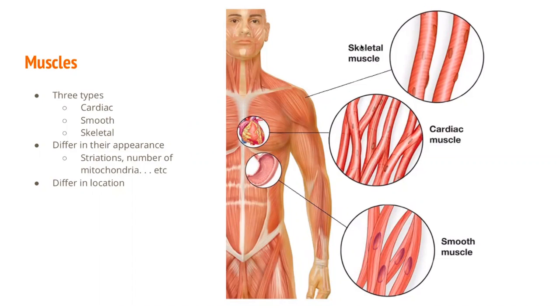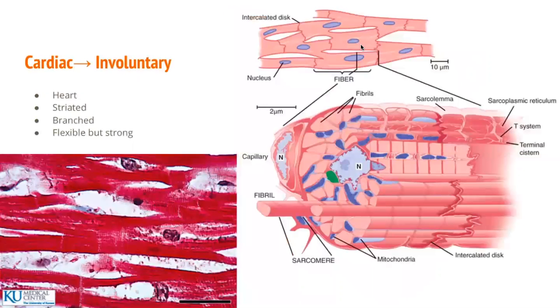Now, these muscles not only differ in their location, but they differ in their appearance. So the number of striations they have, the number of mitochondria, how many nuclei they have, whether they're branched or not branched, and all of that good stuff. Let's talk about each one individually.